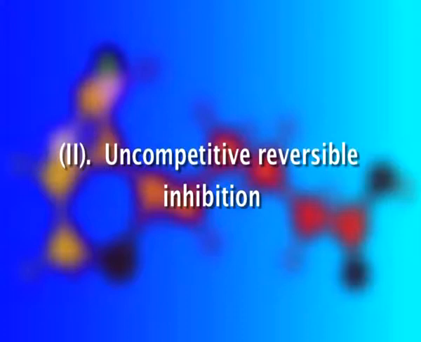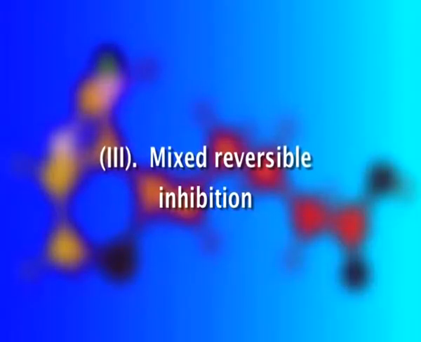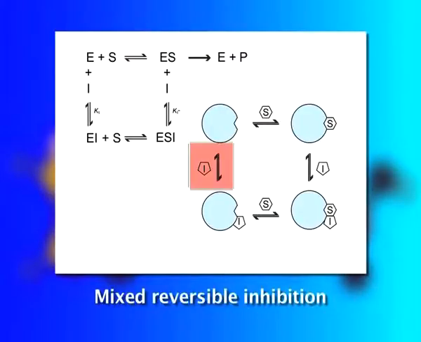Uncompetitive reversible inhibition. An uncompetitive inhibitor binds to a site distinct from the substrate active site and binds only to the enzyme substrate complex. Ultimately, it leads to no reaction. Mixed reversible inhibition. A mixed reversible inhibitor binds either to the enzyme substrate complex or directly to the enzyme. It also binds to a site which is distinct from the substrate binding site.